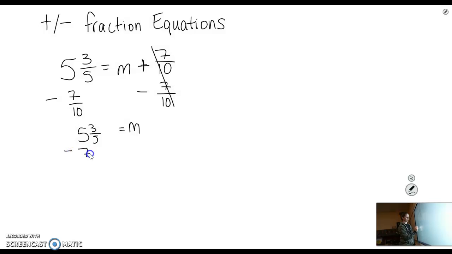Okay, I'm going to rewrite it over here to work that out. 5 3/5 minus 7/10. So I have two unlike denominators of a 5 and a 10. I know that I can multiply 5 times 2 to get a 10. But what I do to the bottom, I have to do to the top.